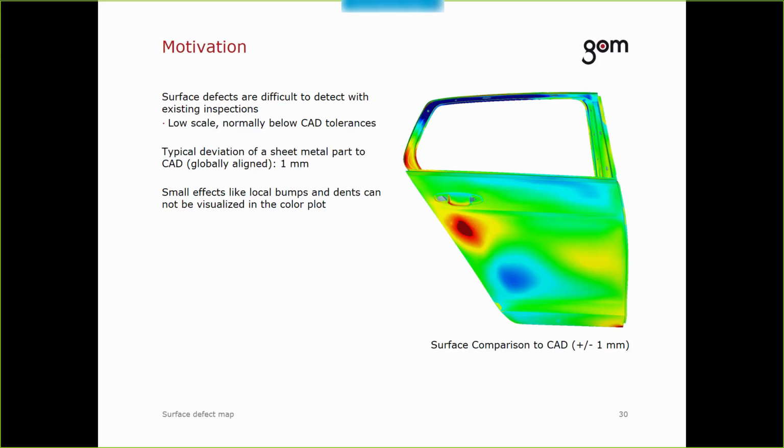The next inspection topic is the surface defect map. Surface defects are difficult to detect with existing inspections. Surface defects have a low scale and are normally smaller than the tolerances of the CAD. The typical global deviation of a sheet metal part to the CAD is about 1 mm. Therefore, small effects like local bumps and dents cannot be visualized in the color plot of a surface comparison.